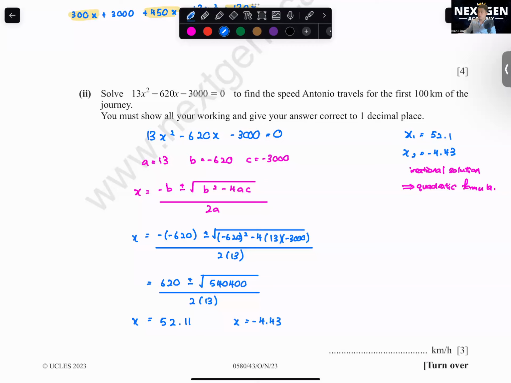Look at the x value. x represents speed, right? So speed cannot be negative. So we're going to reject this one here. The only answer we're going to use is 52.1, because they say correct to 1 d.p., 1 decimal place.